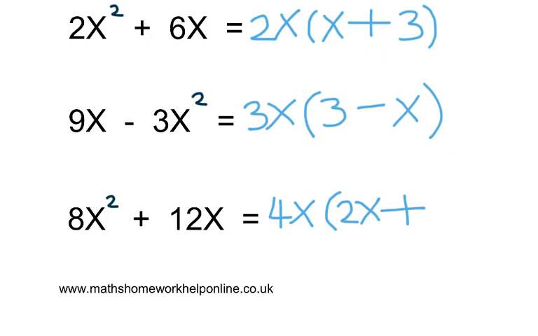Plus, what do we times 4x by to get 12x? We've already got an x, so that's fine. But what do we times 4 by to get 12? And the answer is 3. So putting that all together, we get 4x brackets 2x plus 3 close brackets.